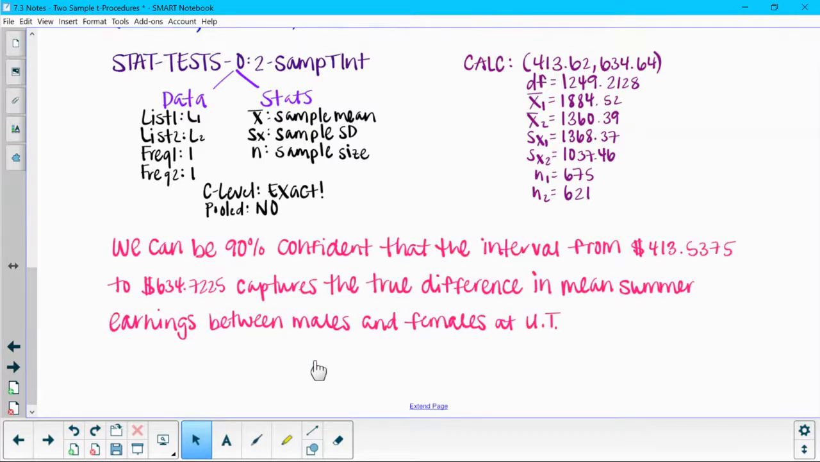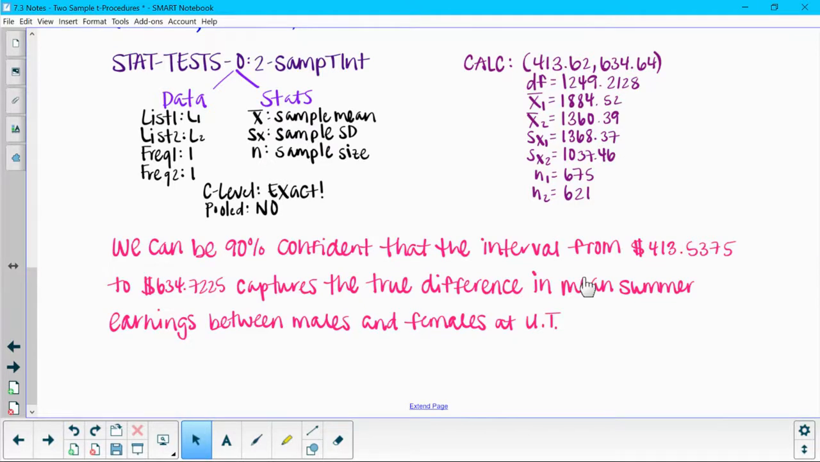We can be 90% confident that the interval from $413.5375 to $634.7225 captures the true difference in mean summer earnings between males and females at UT.